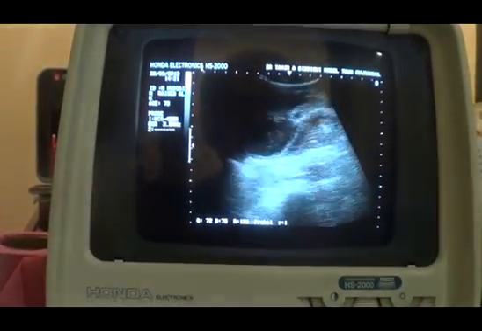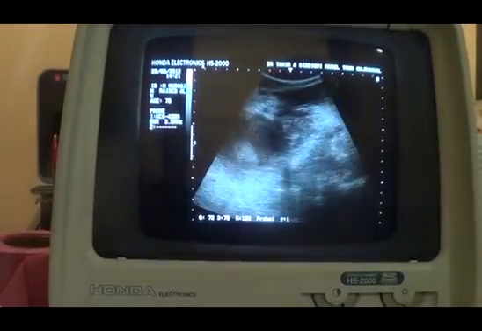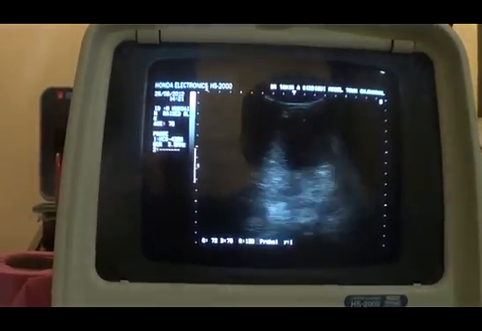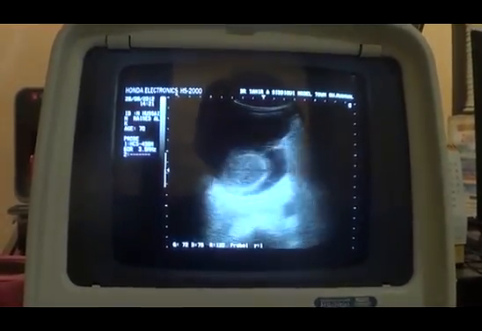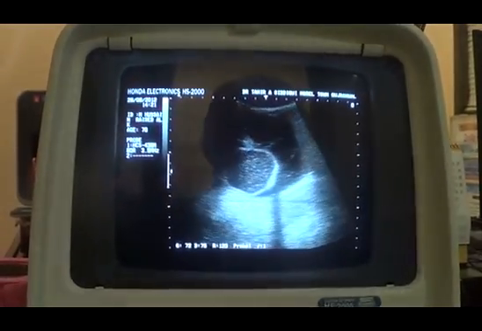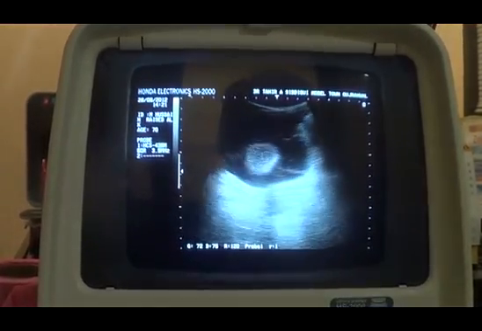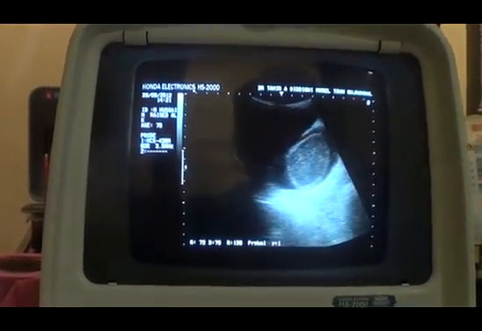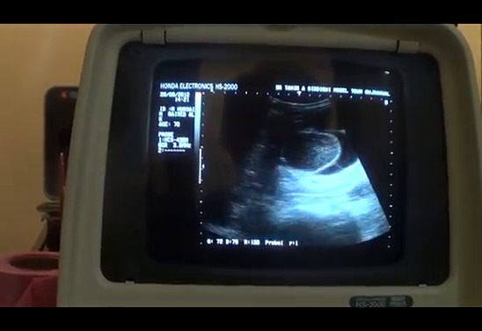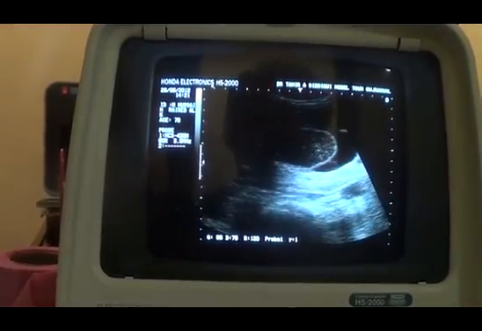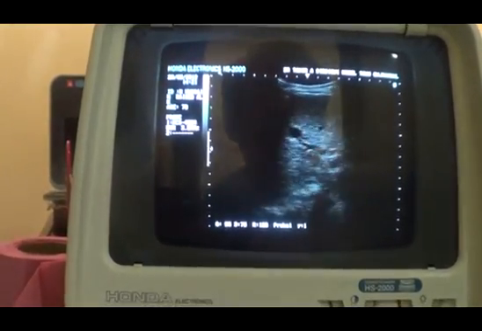Now this was the transverse section, and you see that this gallbladder is surrounded by a loculated fluid pocket. Yeah, the gallbladder in fact is not seen. Now is it the gallbladder? That is a question to be asked. You must ask yourself, is it the gallbladder or something else?